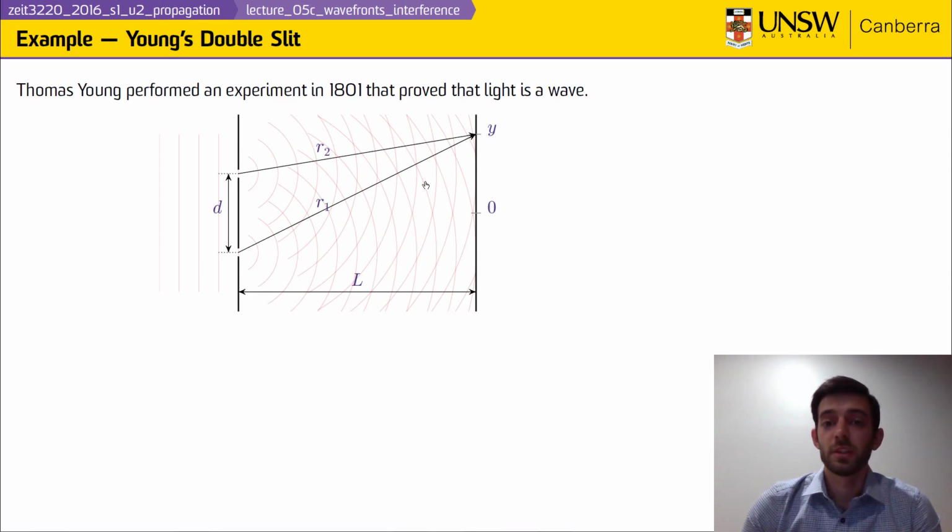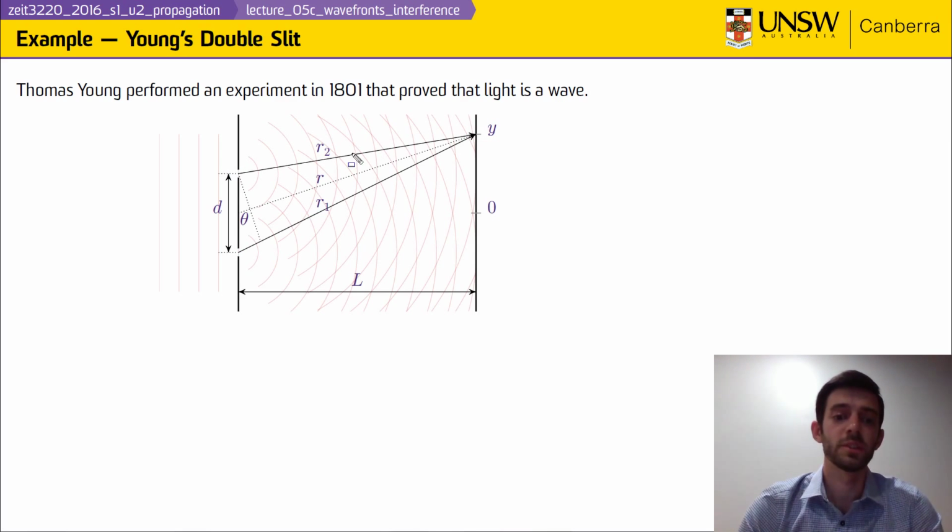Now let's look at some of the geometrical properties of the setup. The two slits are separated by length d. The two screens are separated by length L. We are making an observation at an arbitrary location y along the second screen, and then we can name the top and the bottom slits as having R2 and R1 separation with that arbitrary location y.